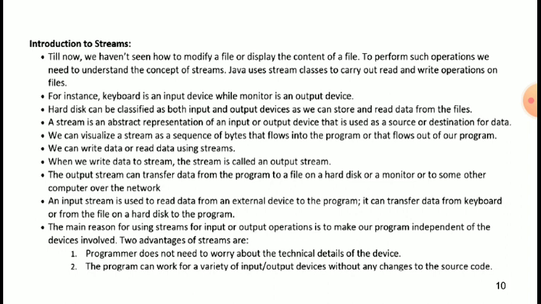The main reason for using stream for input or output operations is to make our program independent of the device involved. Two advantages of a stream are: first, the programmer does not need to worry about the technical details of the device. Second, the program can work for a variety of input and output devices without any changes to the source code. So that is an introduction to stream.